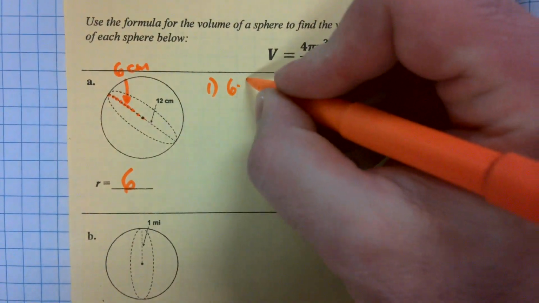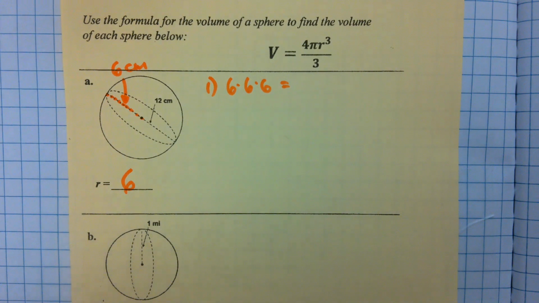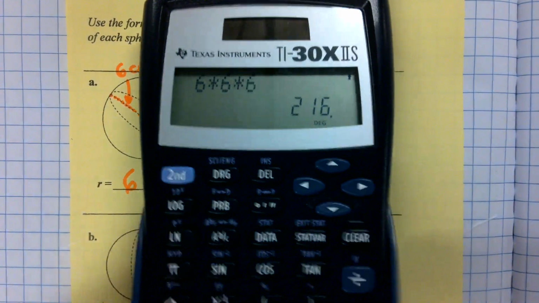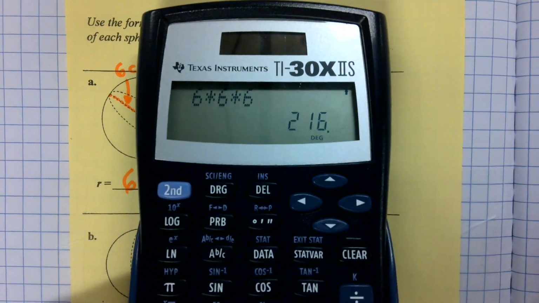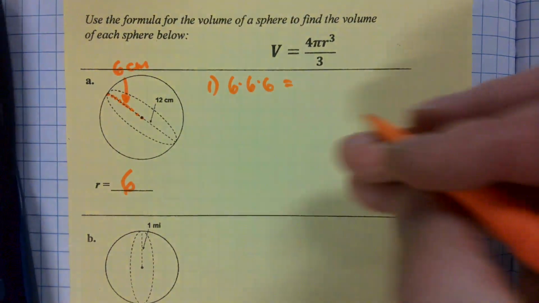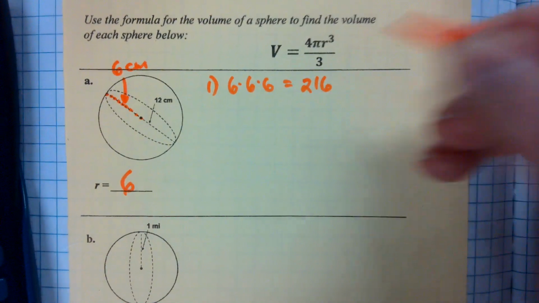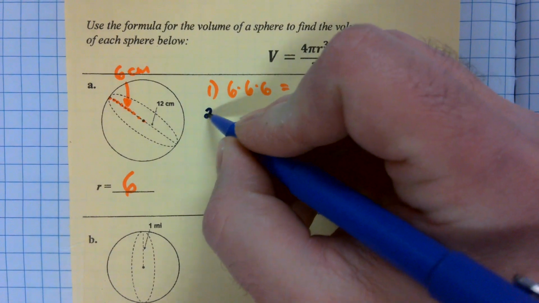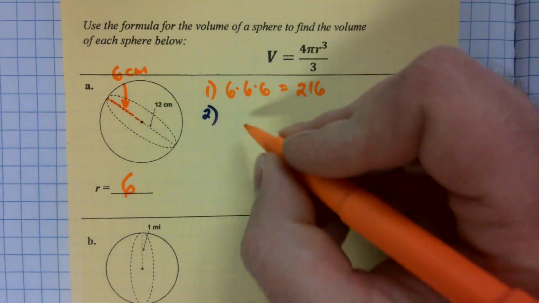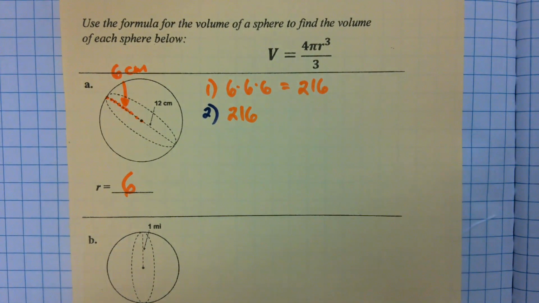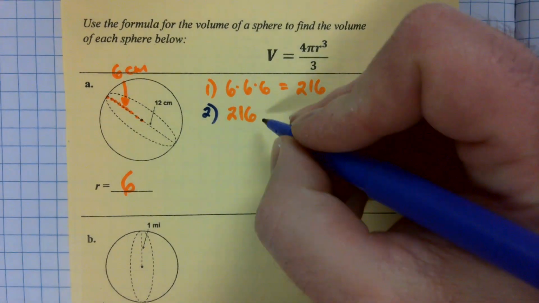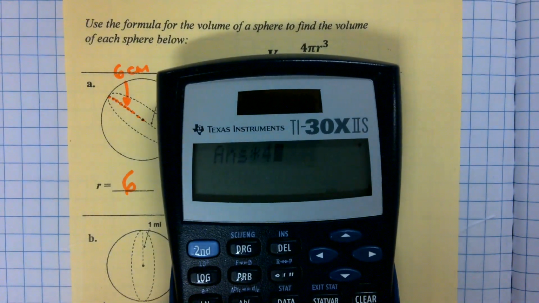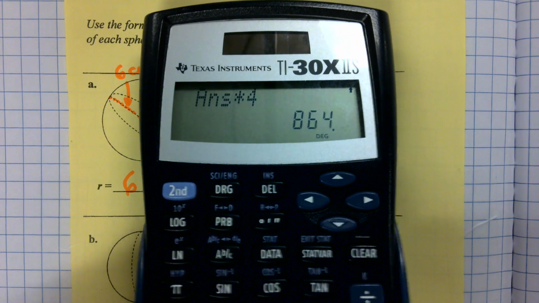Step 1, I'm going to do 6 times 6 times 6, which gives me 216. This is going to be very calculator heavy work. What am I going to do with 216? Times 4. Giving me 864.